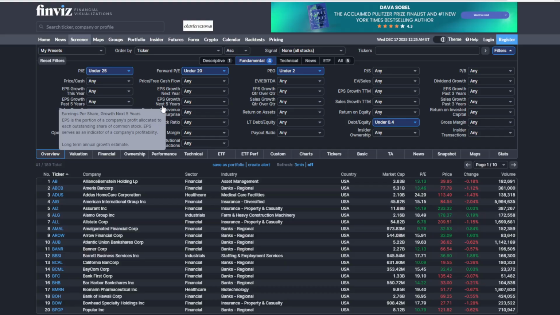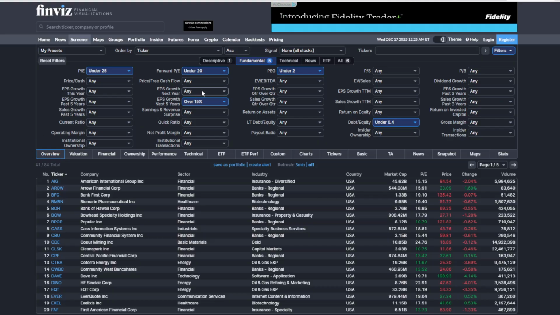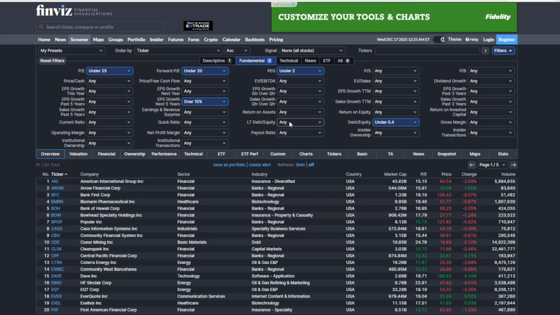Okay, now we want their expected growth for the next 5 years of their earnings per share. So this is an annualized growth rate, okay? But for the next 5 years, we want that to be over 15%. Okay, we're not going to get too crazy and say we want things over 50 or 20%. But that pretty much does it for the 5 things that I want to talk about here.